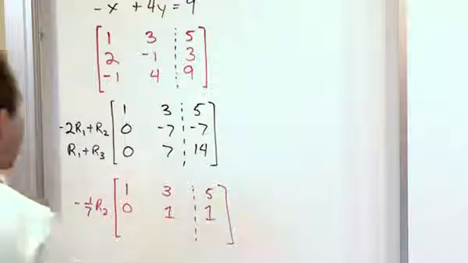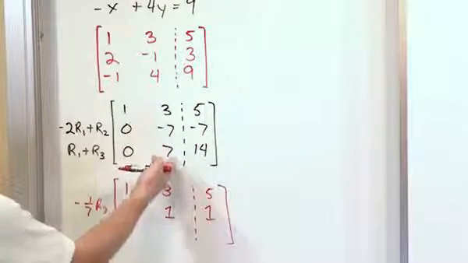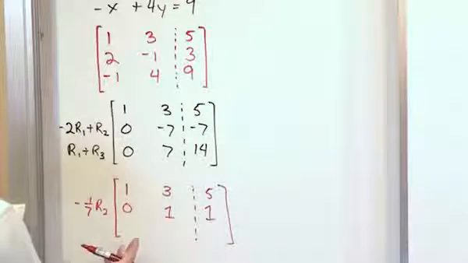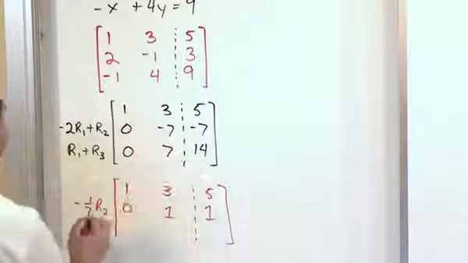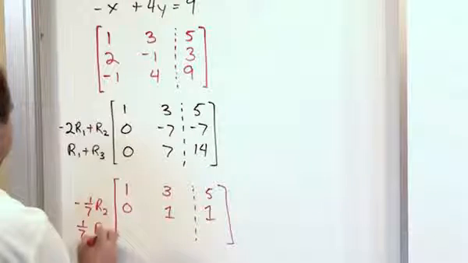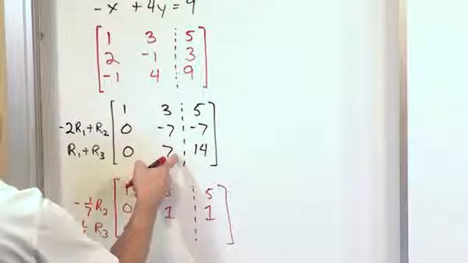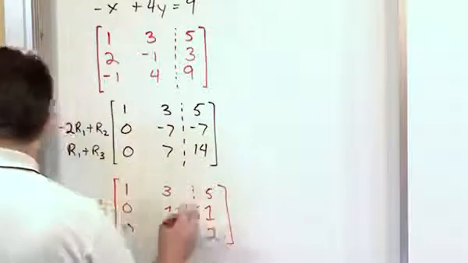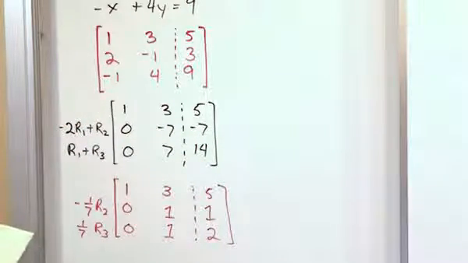All right? And ultimately, I want to try to get a 0 underneath this as well, but just to mix up the variety a little bit, let me go ahead and multiply this guy by positive 1/7 times R3. That's going to give me 0. Positive 1/7 times this will give me 1. Positive 1/7 times this will give me 2. So far it seems to be pretty well behaved.